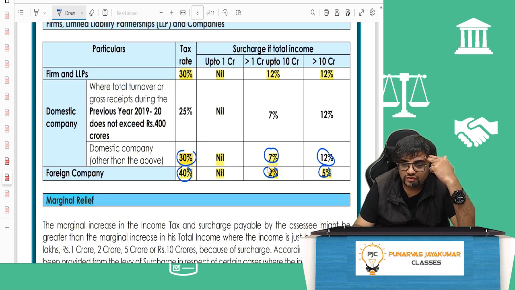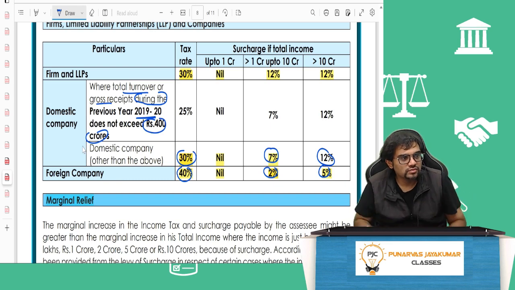Now, because of COVID and other things, again for ease of doing business, where total turnover or gross receipts during 1 year only, which year? Previous year 1920. Only that year, guys. Next year onwards it would increase, I don't care. Only for that year. For that year it does not exceed 400 crore.